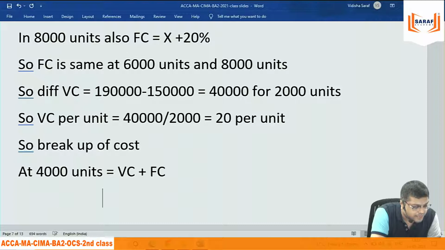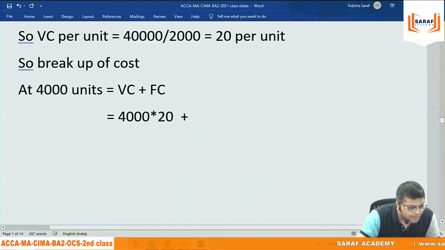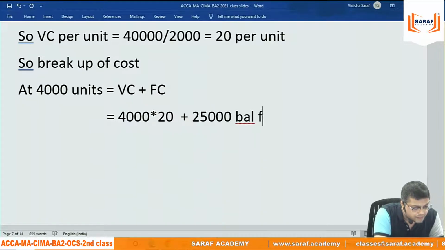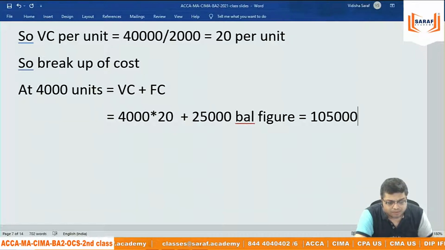So we are saying it is 4,000 into 20, and plus, since the cost is 1 lakh 5, it is 25,000 balancing figure, which is equal to 1 lakh 5,000. Total cost for 4,000 units is 1 lakh 5.